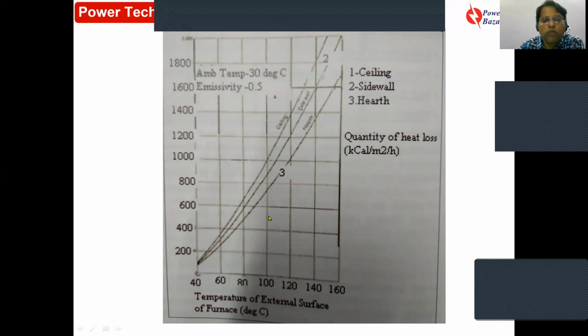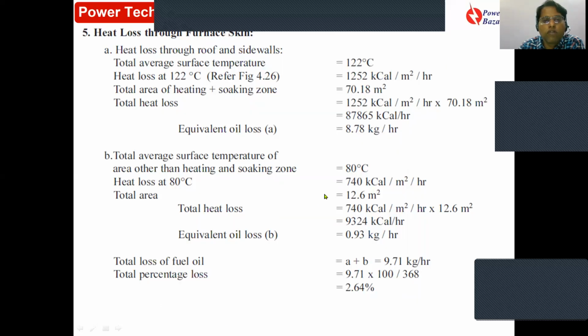So from this graph, he has found out the heat loss at 80 degrees Celsius will be 740 kilocalorie per meter square per hour. Total area is 12.6 meter square. So what is the heat loss? Area into the heat loss rate. From this we can find out 9324 kilocalorie per hour heat loss is happening.